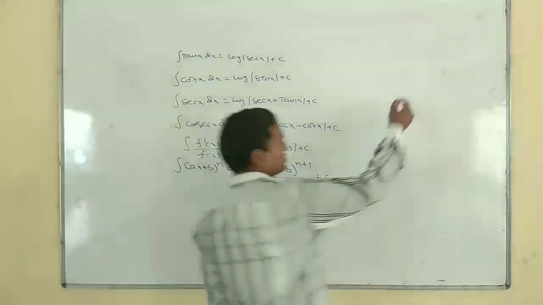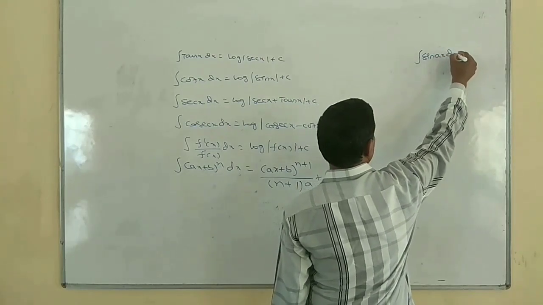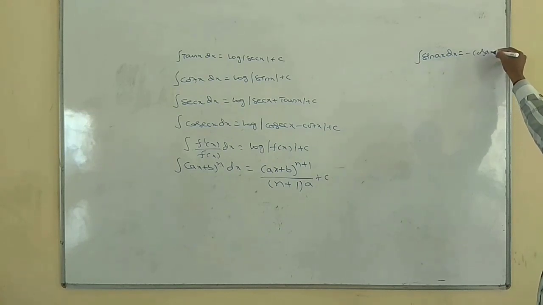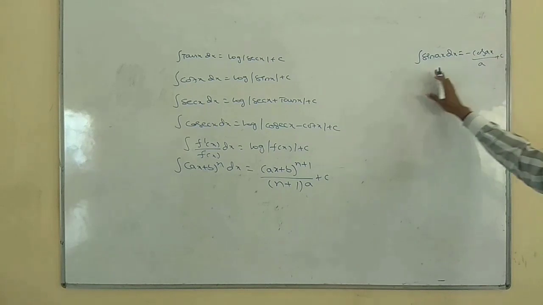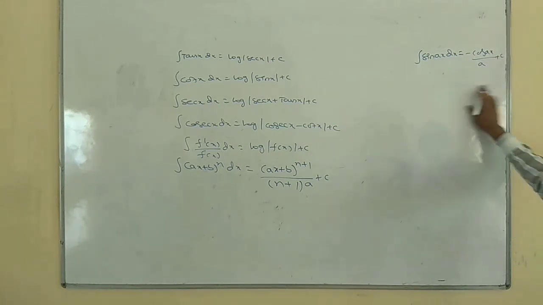Another formula from the previous class: integration of sin ax dx is minus cos ax, divided by the x coefficient. Similarly for cos ax, tan ax, and e to the power of ax. These are all the same.